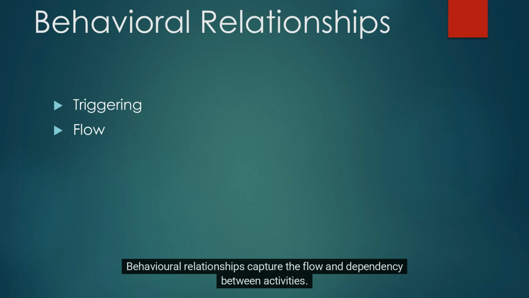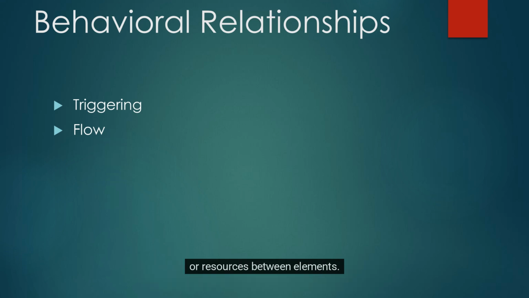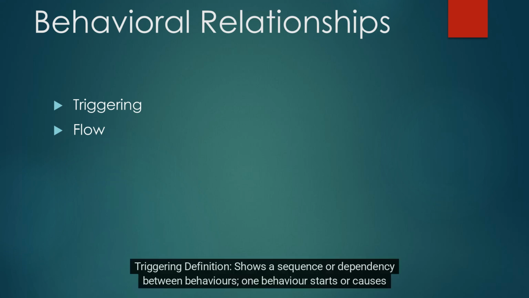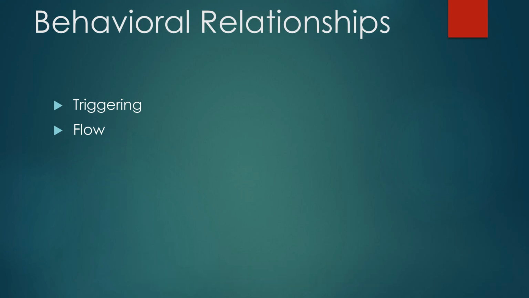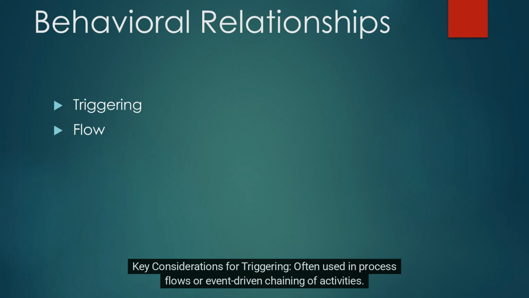Behavioral relationships capture the flow and dependency between activities. Triggering shows how one behavior starts or causes another, while flow represents the transfer of data or resources between elements. Triggering definition: shows a sequence or dependency between behaviors. One behavior starts or causes the next. Triggering example: completing validate customer information triggers approve loan. Key considerations for triggering: often used in process flows or event-driven chaining of activities.